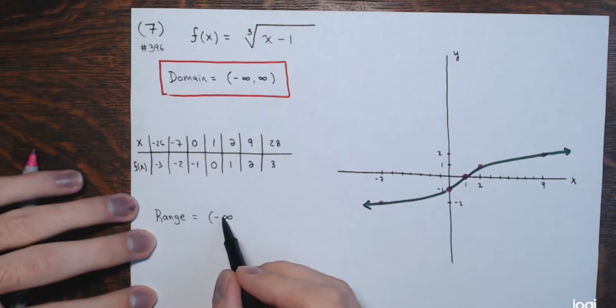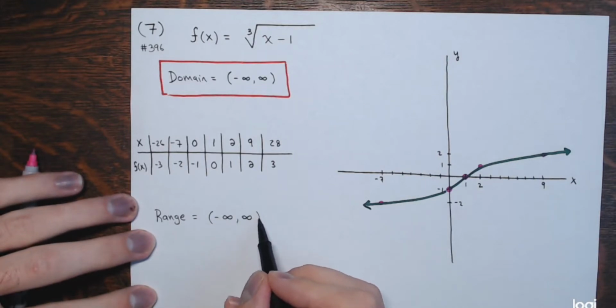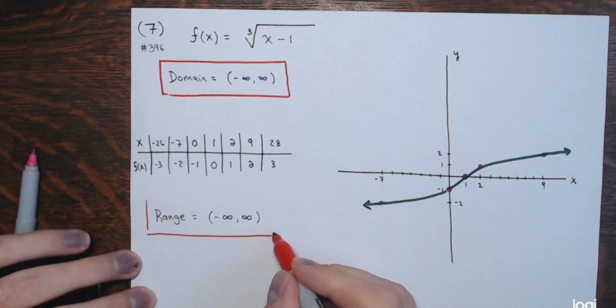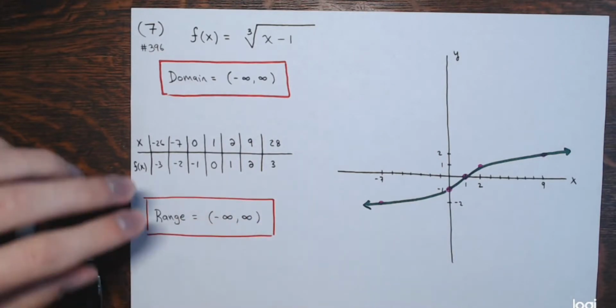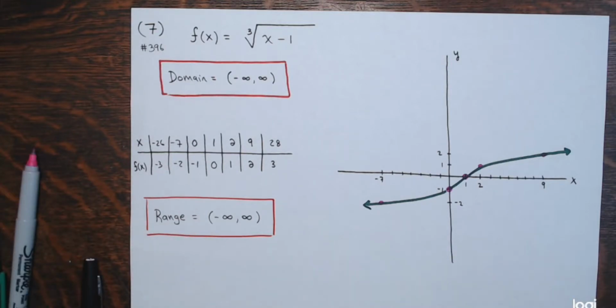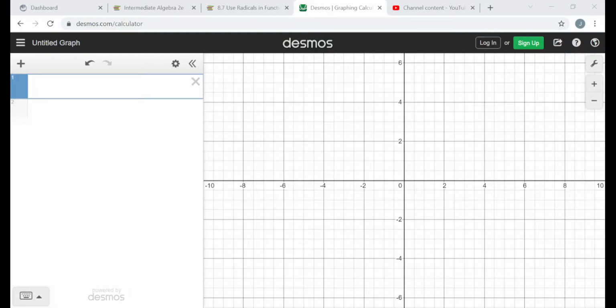So I'm just going to write the interval notation for that again. And this is going to be the same for any of the odd root functions, cube root, fifth root, seventh root. The domain's all real numbers. The range is all real numbers. Great. All right, let me put this in the graphing calculator Desmos site.